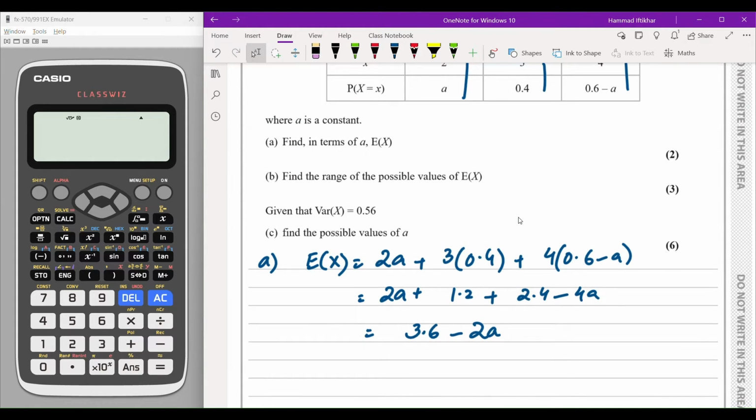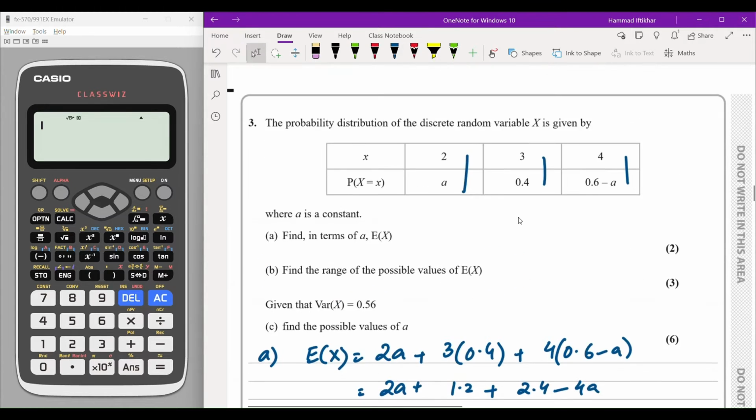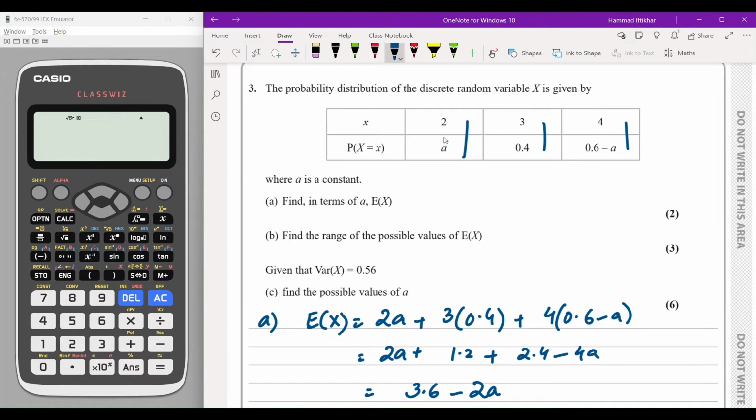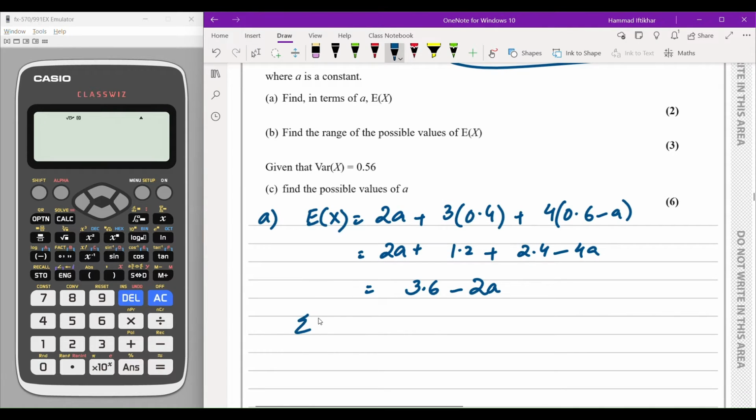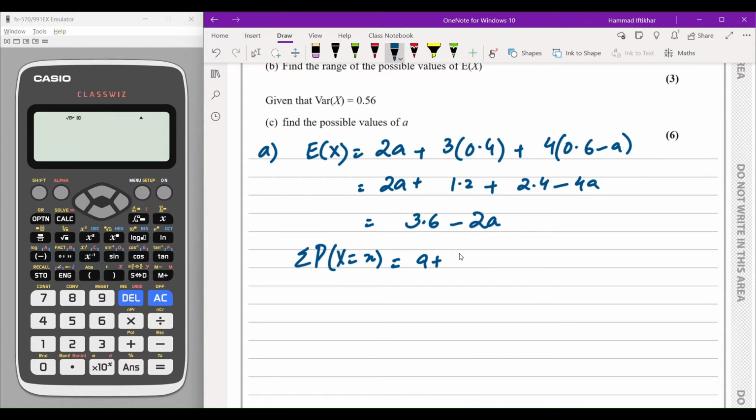Okay. Find the range of possible values of E of x. Now, first off, it cannot be less than 2 or greater than 4. But let's see this condition over here to figure out the exact thing. So we know that the sum of all the probabilities adds up to 1. So a plus 0.4 plus 0.6 minus a should be equal to 1. And obviously we are seeing that indeed it is the case.